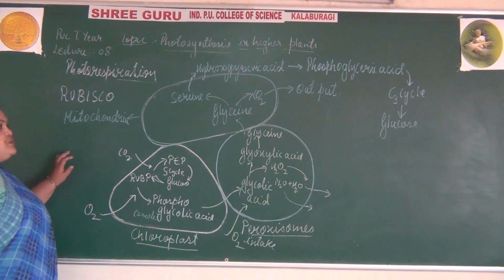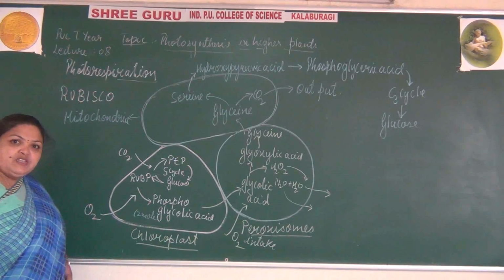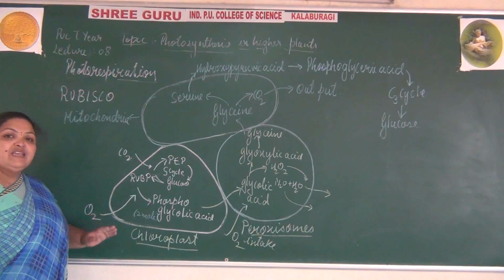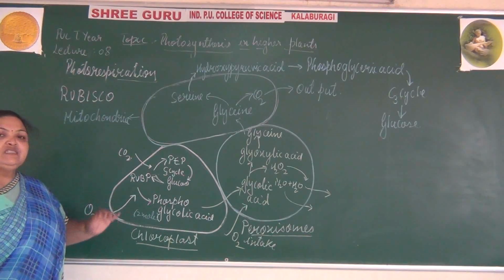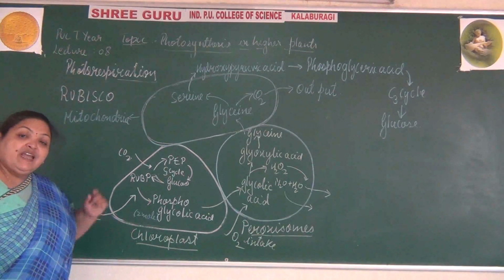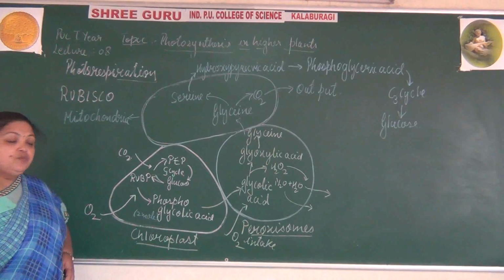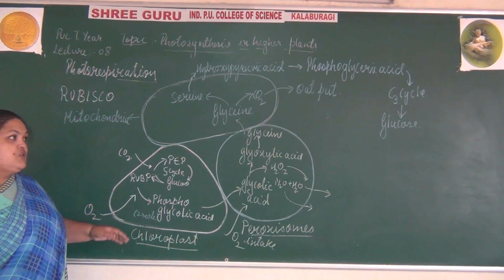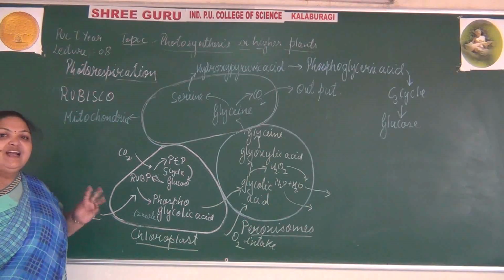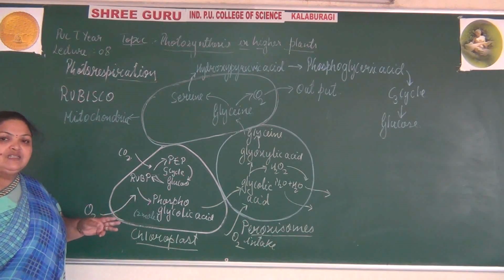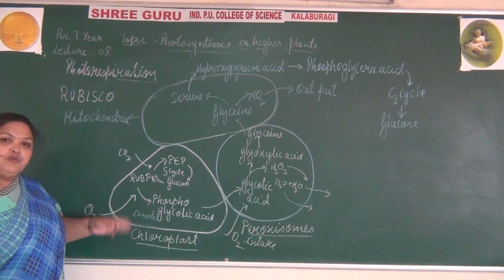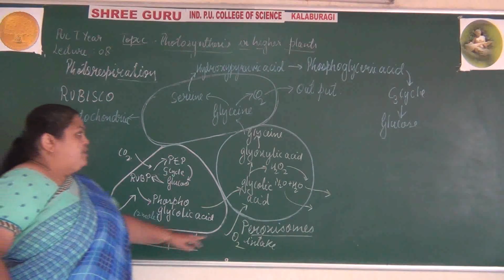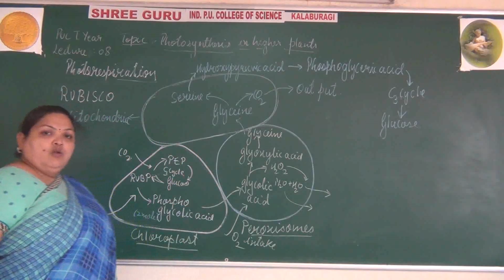So photorespiration is a respiration occurring in C3 cells with excess release of carbon dioxide in the presence of light. So once again we will recapitulate what the process is. Already I said that there are 3 organelles involved in the process within the cell. Those are chloroplast, peroxisomes and the mitochondria.